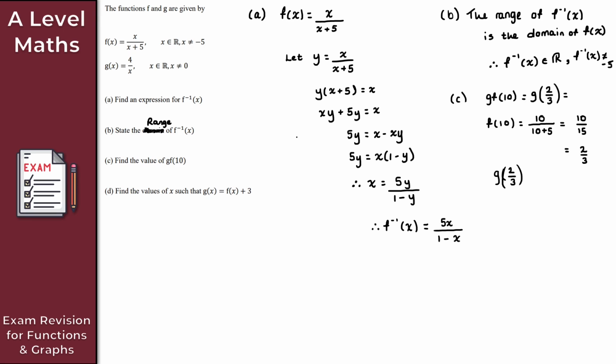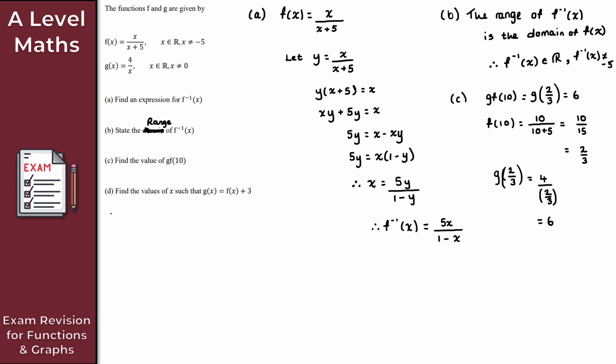And for g of 2 over 3, just substitute 2 over 3 into g of x here. So we get 4 over 2 over 3. So that's 4 all over 2 over 3, which in this case just gives us 6. Okay, so gf of 10 is equal to g of 2 over 3, which is just equal to 6 there. Okay, so there we have it. That gives us the solution to part C.